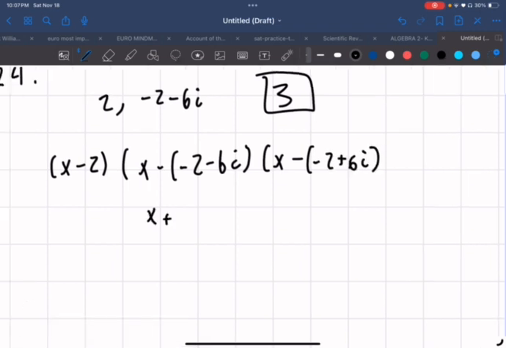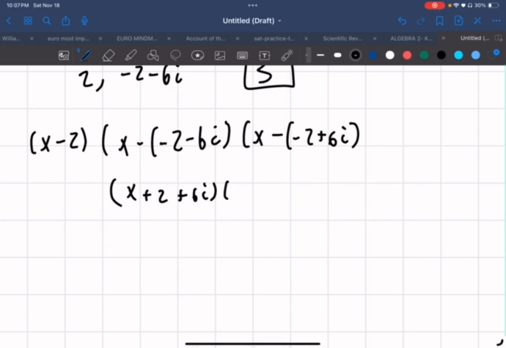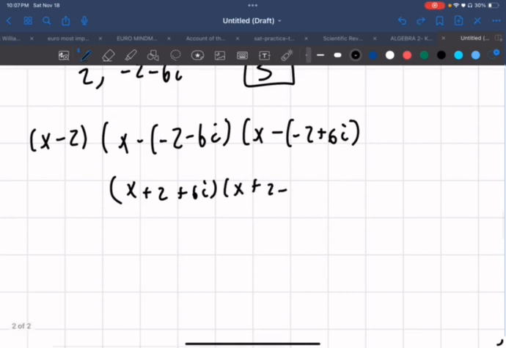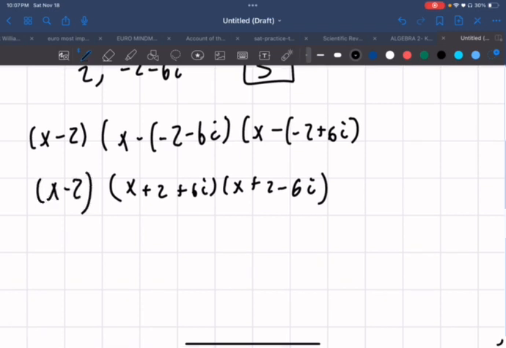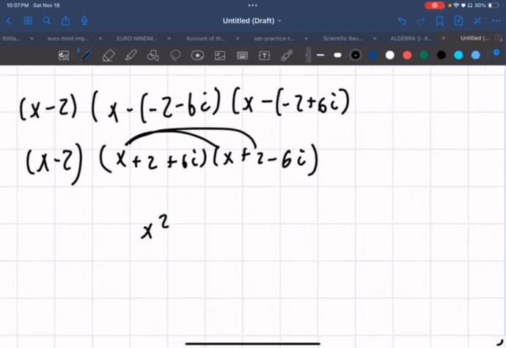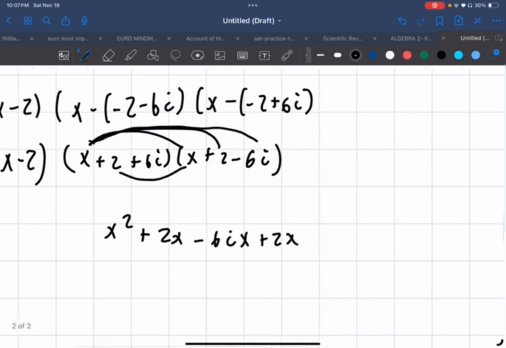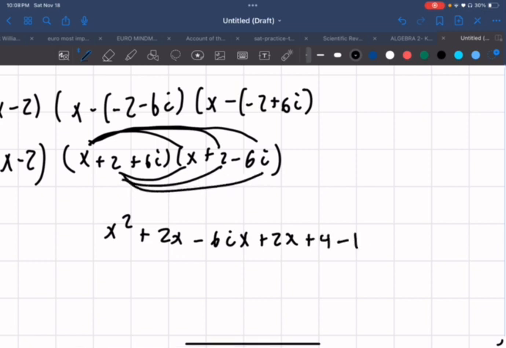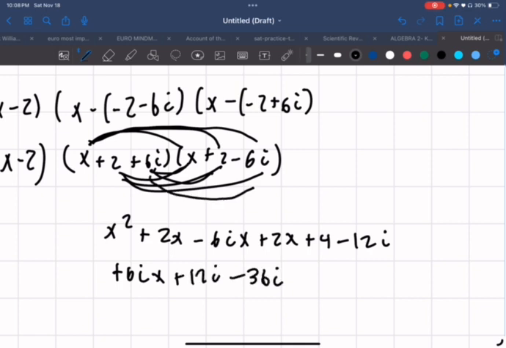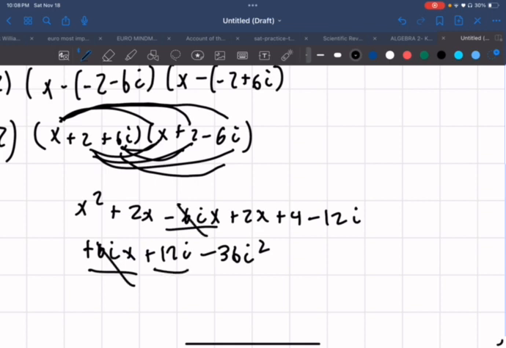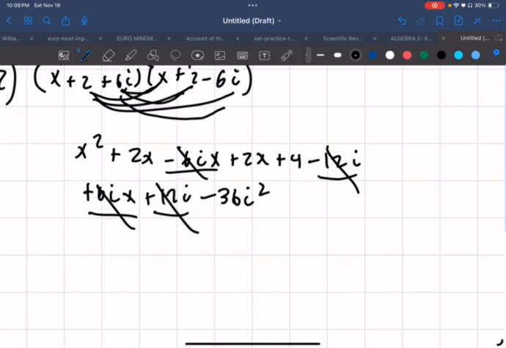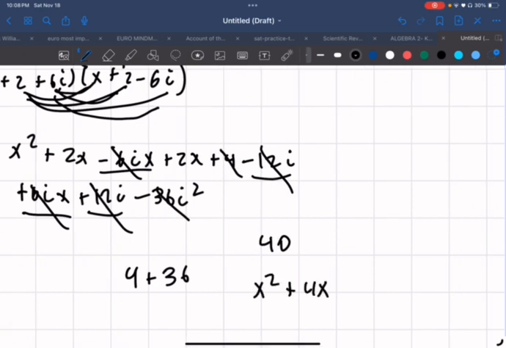And then let's just distribute: x plus 2 plus 6i, x plus 2 minus 6i. Then we just have x minus 2. Let's not forget about that while we distribute here. So a bunch of these are going to cancel out, of course. That's going to cancel out. That's going to cancel out. So then we just have -36i squared, that's just 36. So 36 plus 4 is 40. We have to cross them out, so then we would have x squared plus 4x plus 40. And then we would just have x minus 2.